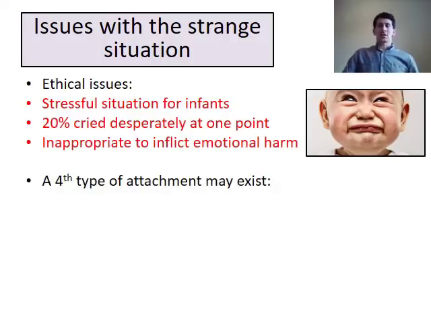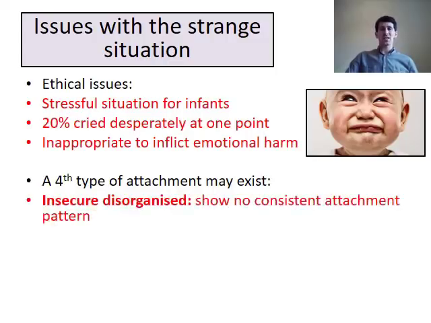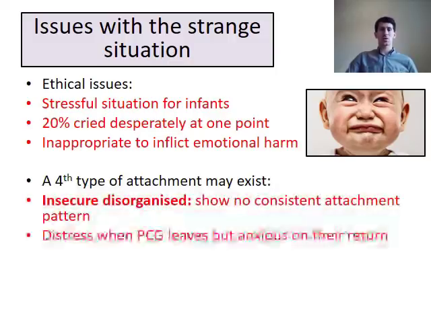And some of the psychologists have raised the fact that there might actually be a fourth type of attachment that Mary Ainsworth didn't uncover during her observation. And this is called insecure disorganized attachment, or disinhibited attachment as it can also be called. And this is where children show no consistent attachment patterns. They'll show distress when the primary caregiver leaves, but then they'll be very anxious also when they return.